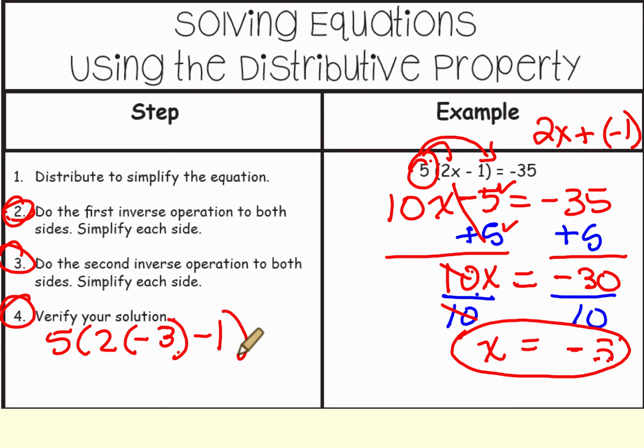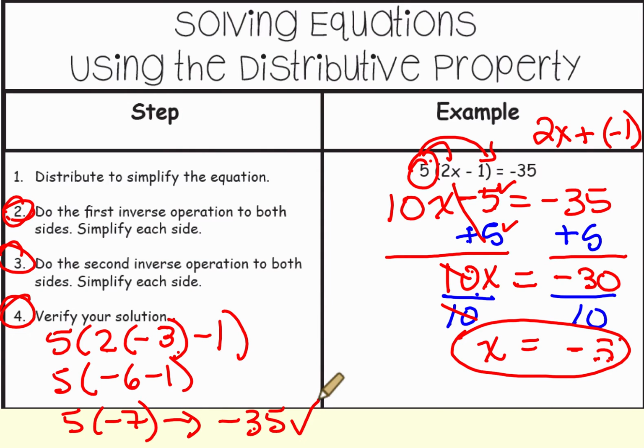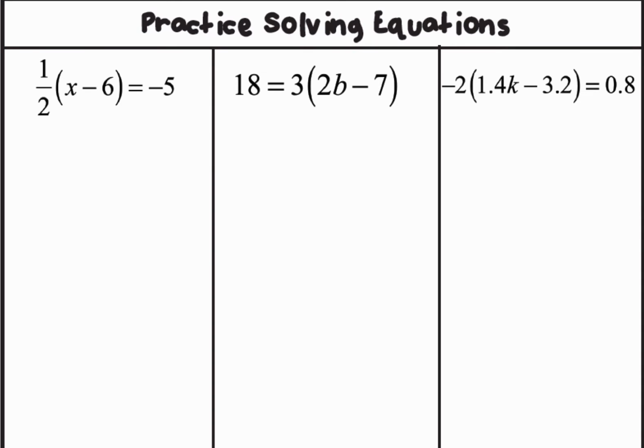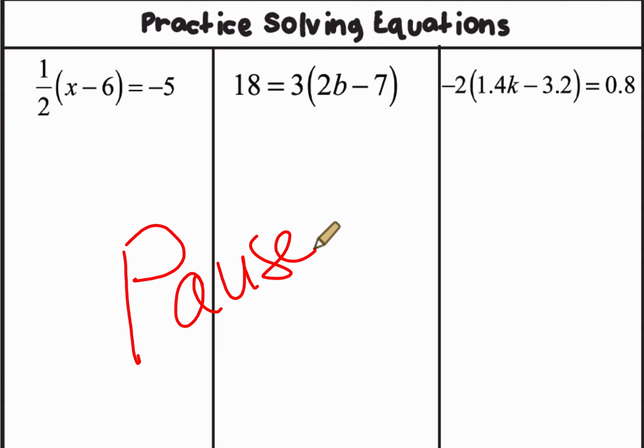So I don't have to distribute because I don't have any unknowns. I'm just going to follow order of operations, which is parentheses first. 2 times negative 3 is negative 6. Negative 6 take away 1 is negative 7. And positive 5 times negative 7 is indeed negative 35. So I'm correct. So what I want you to do here is stop, pause the video, and do this first problem and see what you get.